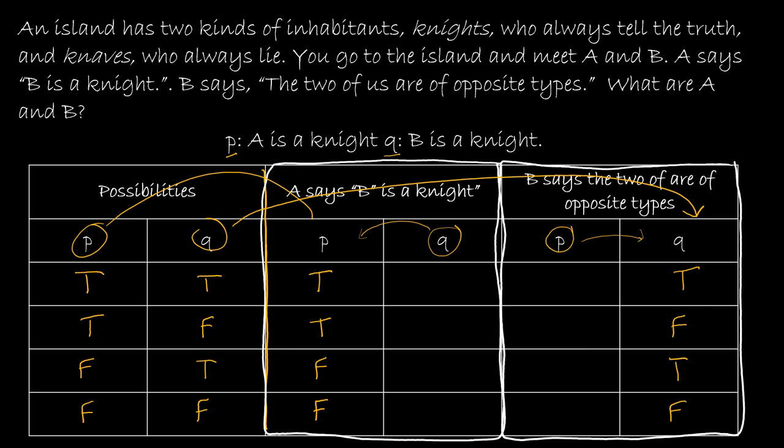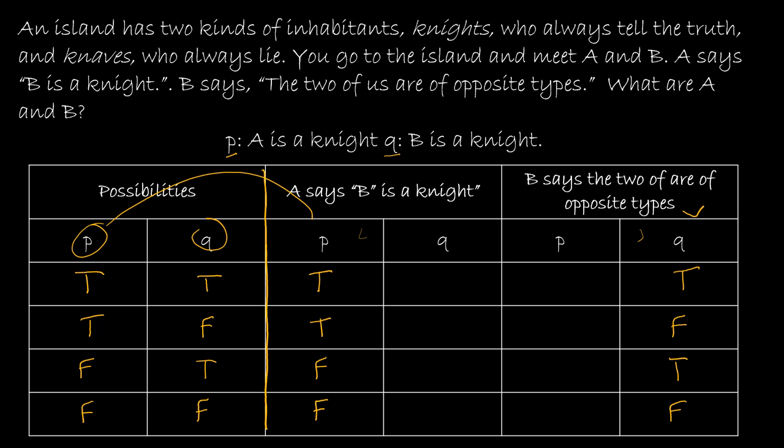So let's get started. If A says B is a knight, and that's what we're saying here, that P is true. So P is a knight, and A says that B is a knight, therefore A is telling the truth, and B must be a knight. And therefore, this one's okay, because we see true, true, which matches with true, true. So if we get a true here, then we know that we're correct.